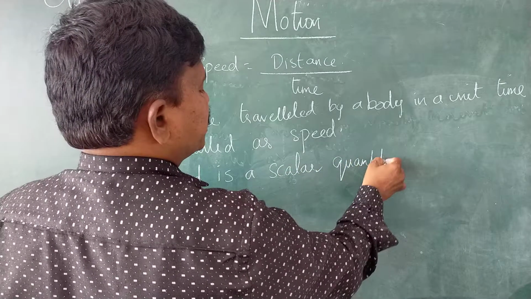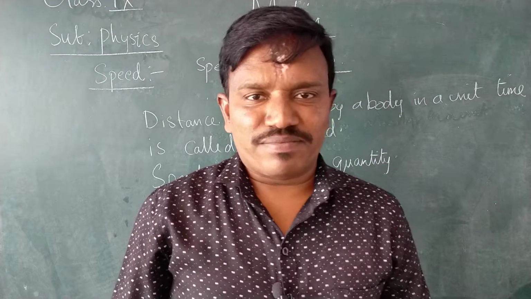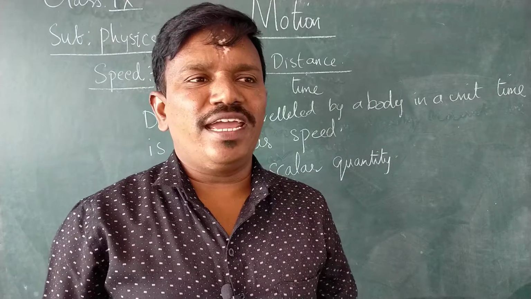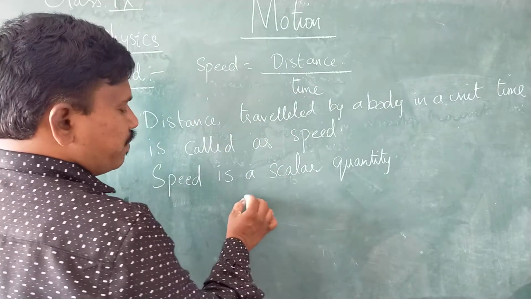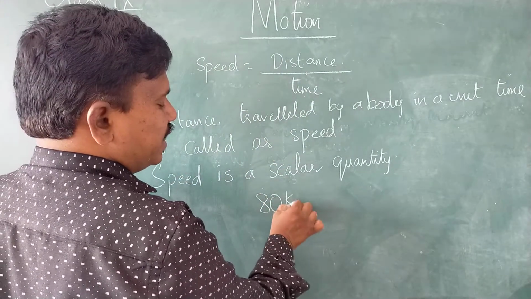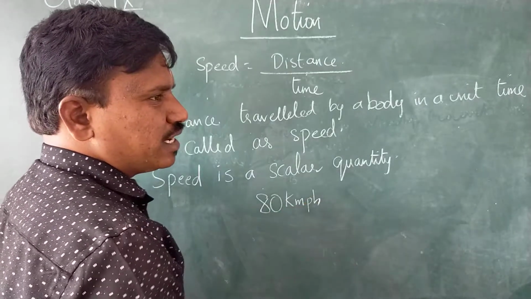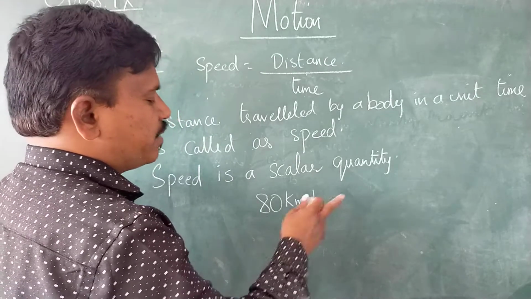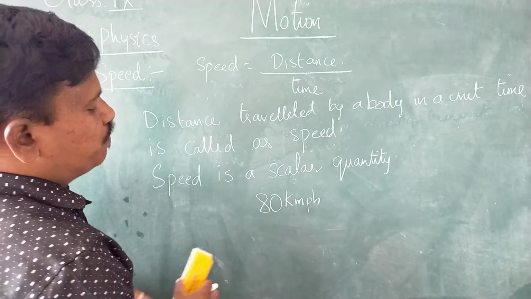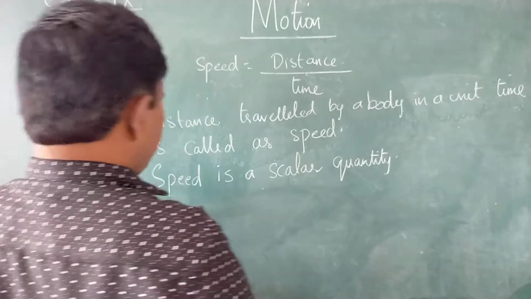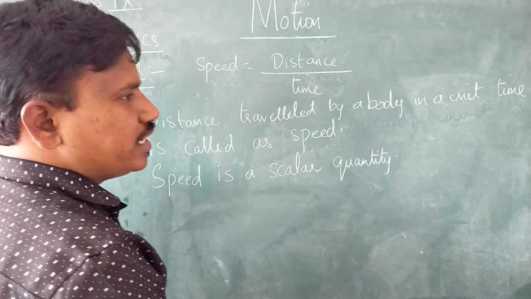Yesterday I went to Hyderabad on my bike with a speed of 80 kilometers per hour. Whenever I represent speed, I am representing the magnitude. That is, 80 is the magnitude, and kilometer per hour is the unit. Here I am not mentioning any direction, whether I went east, west, north or south. Therefore, that is called speed. Speed is a scalar quantity.